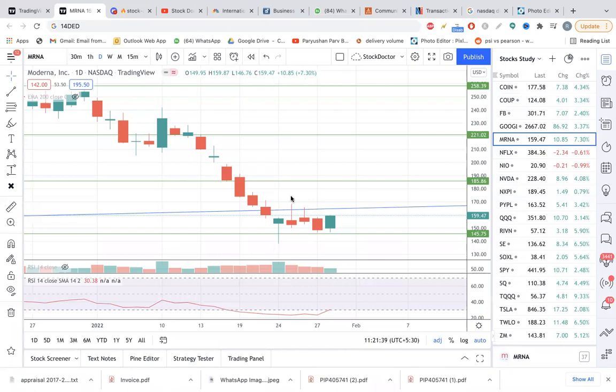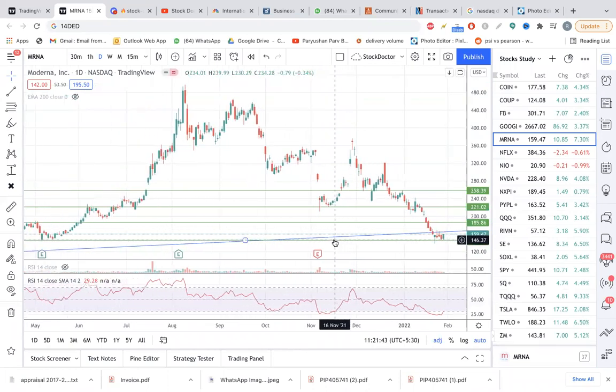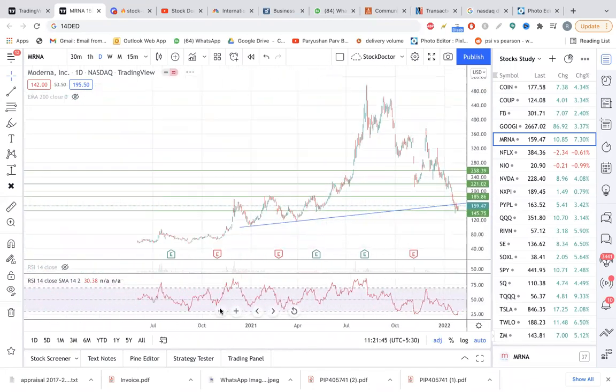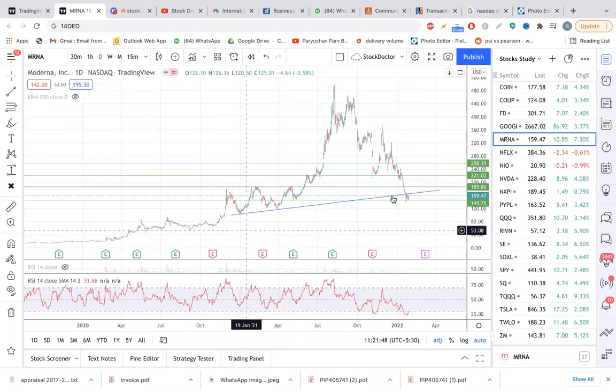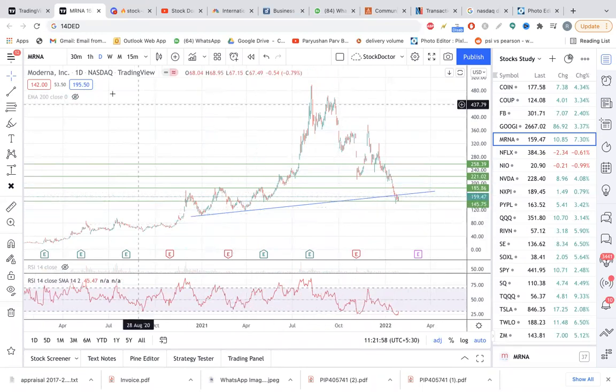Once it starts trading below 145, then the bearish sentiment can continue. But as I mentioned earlier, I'm looking for a good bounce in the majority of these stocks, and once it starts trading above 170 to 175, then it has again come back into the trend line support.